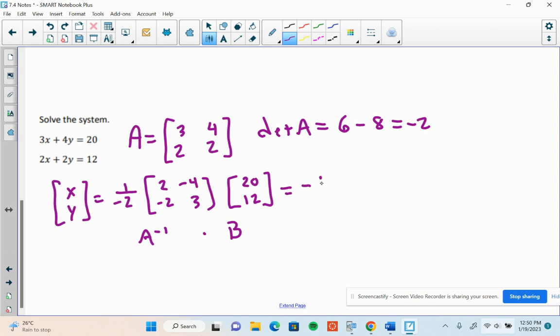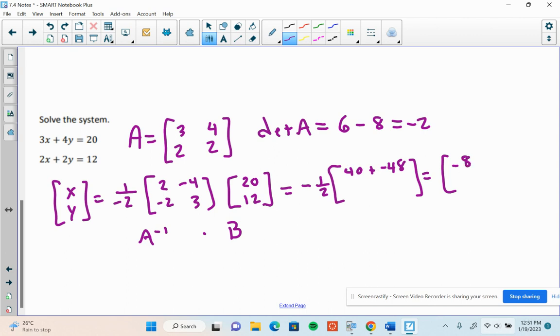But I'm going to hold that 1 over determinant out in the front, multiply it last so I don't have to deal with any fractions. There would be a 3/2 in there, and it's just going to be easier if we keep it out there till the end. All right, so what do we have? 2 times 20, which is 40, plus negative 4 times 12, which is negative 48. So that's going to be negative 8.